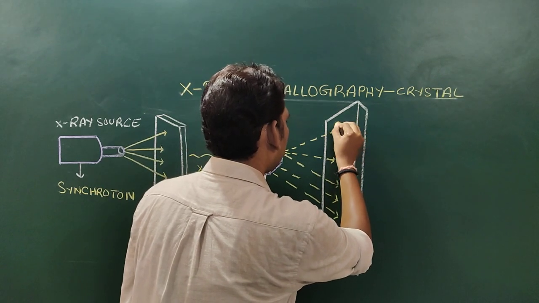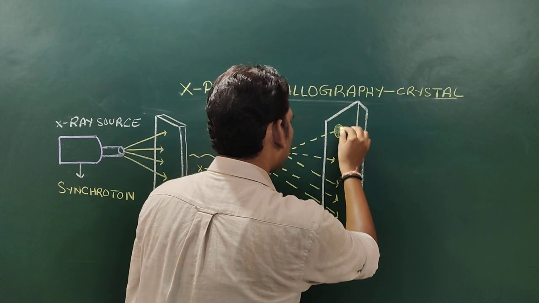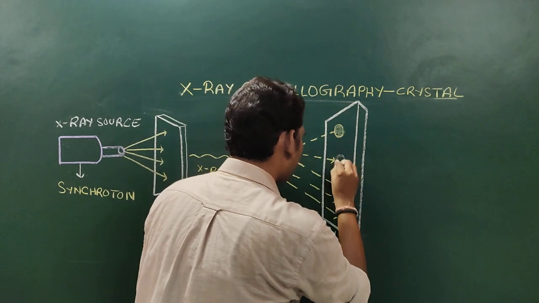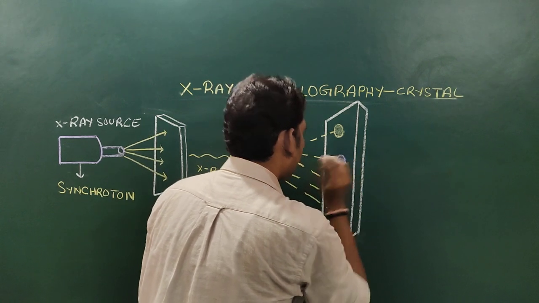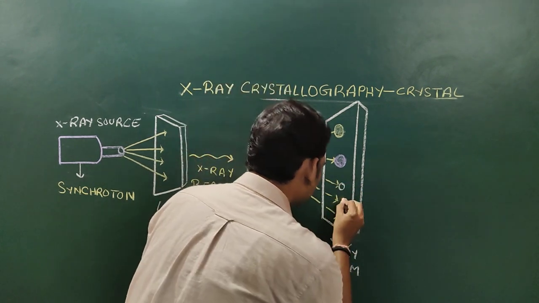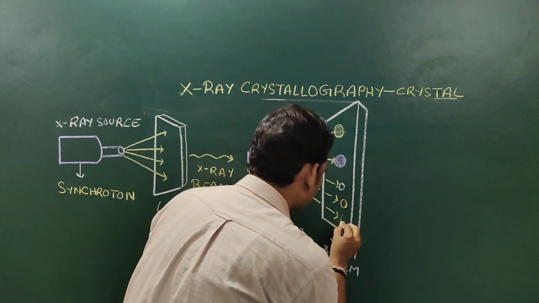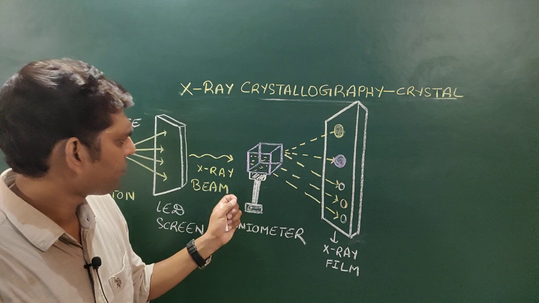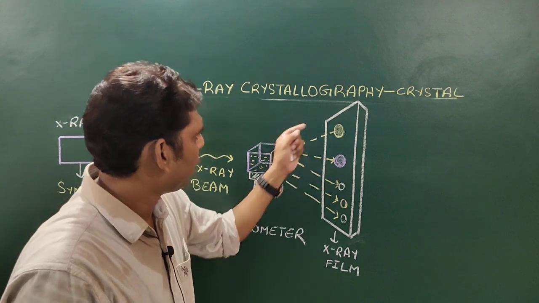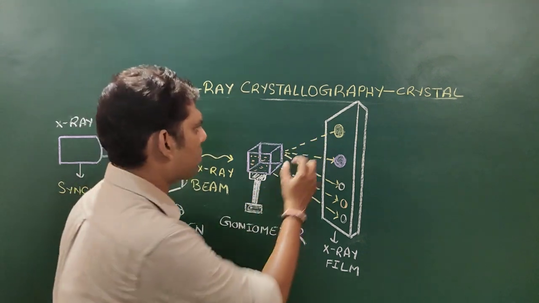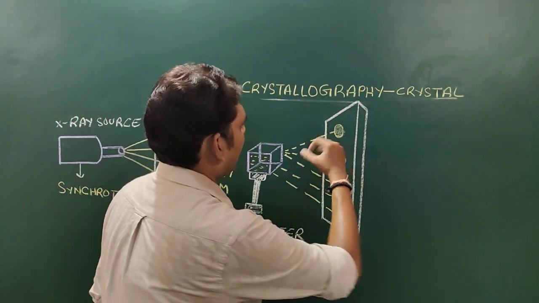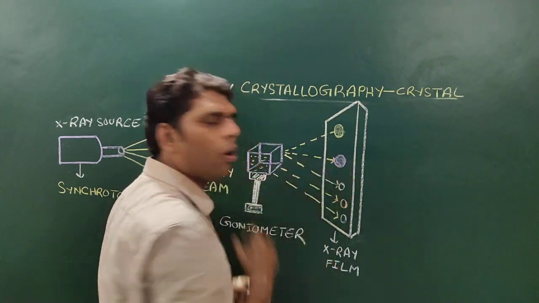They create spots on this X-ray film. Okay? These are spots. Now, students, the X-ray beam created spots on this X-ray film, okay? And the spots are intense or light. It means some spots are dark in appearance, some spots are light in appearance, okay? Some spots are large in size and some spots are small in size, okay?